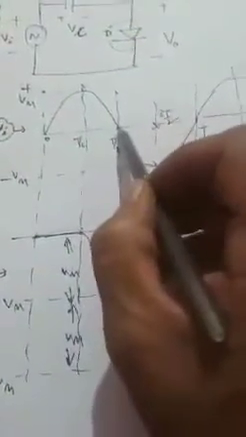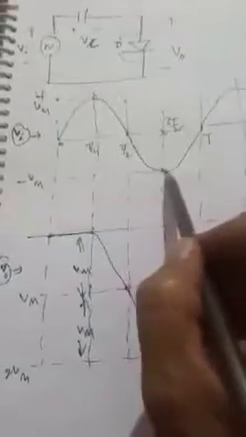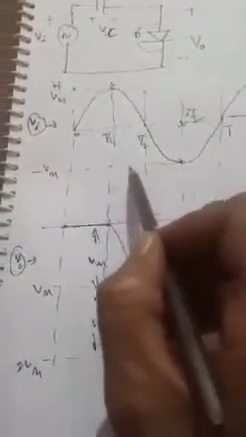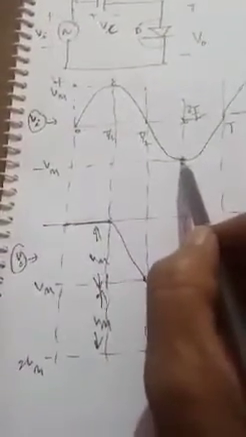Next, during this time period, when T by 2 to 3T by 2, it is going down. So Vm reaches to this. What is the input value? Vi is equal to minus Vm. Then substitute at time t equal to 3T by 2, Vi is equal to minus Vm.